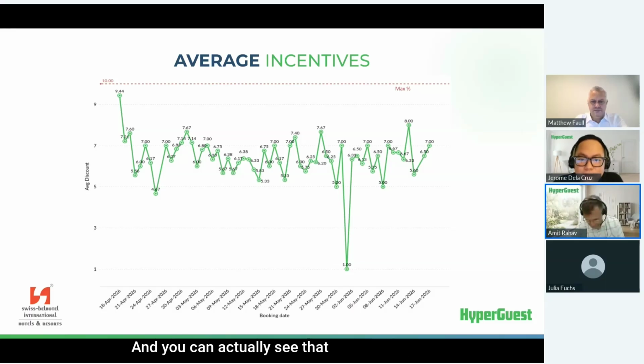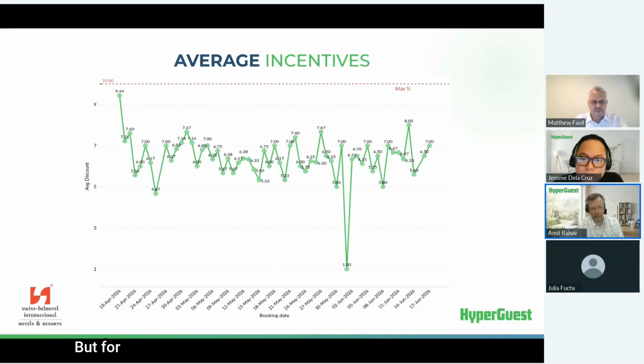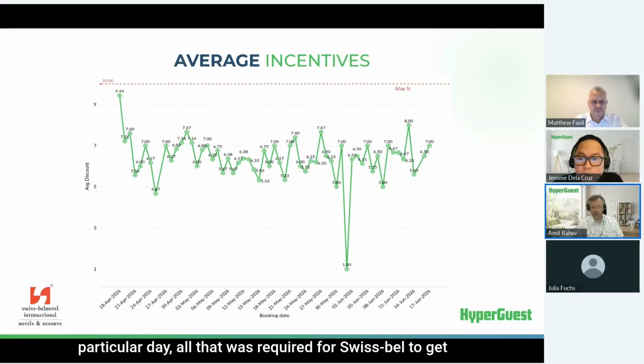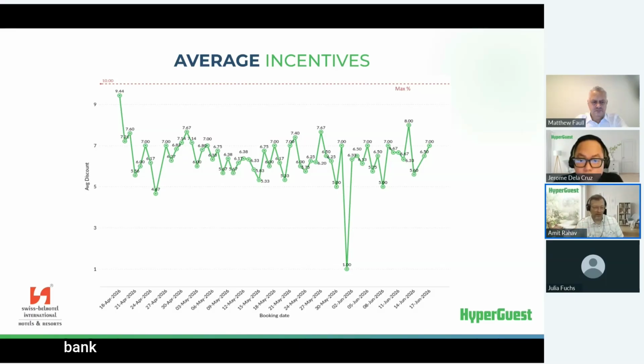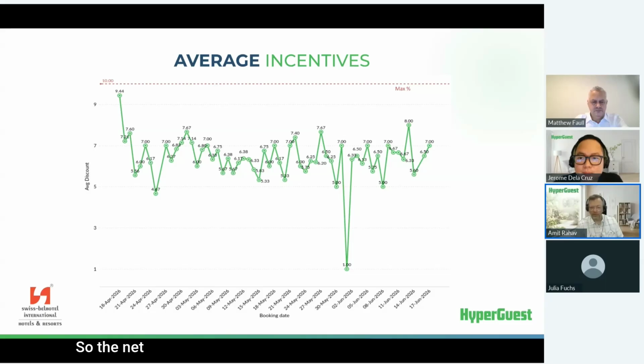And you can actually see that in one day, all that was needed was an extra nudge of 1%. And the number of bookings that day, by the way, was one of the highest. But for whatever happened in the demand ecosystem in that particular day, all that was required for Swiss-Belhotel to get this booking directly, instead of paying a very expensive bed bank as an intermediary, was 1% of optimization. So the net rate was improved, the booking regenerated.